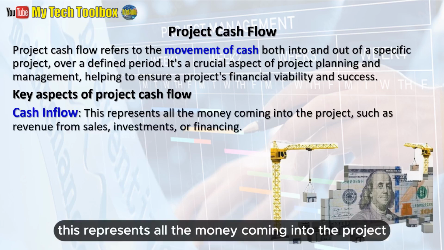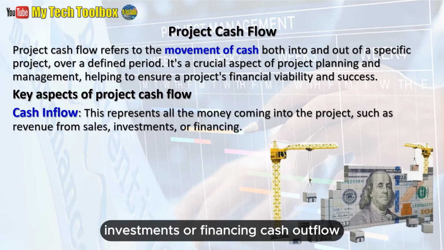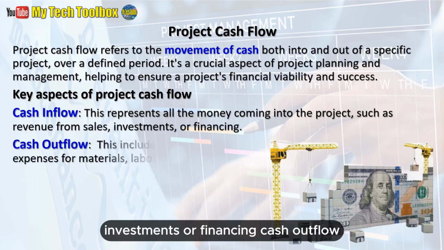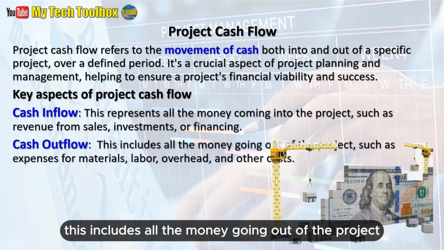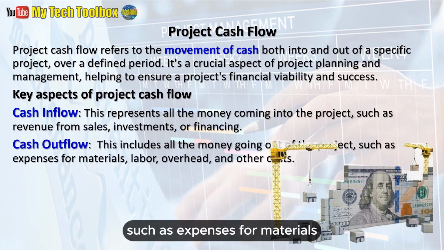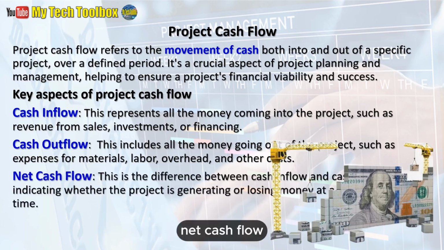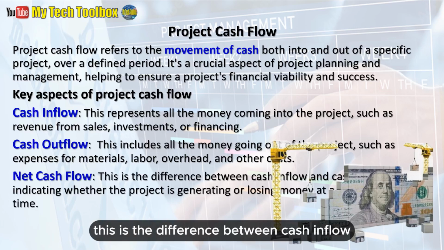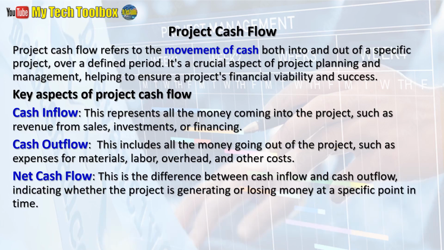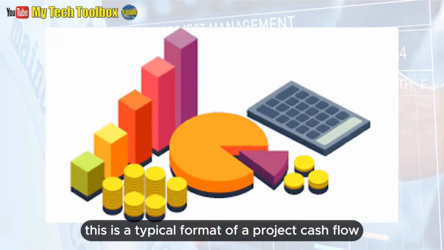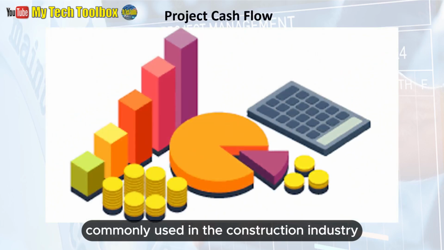Cash inflow. This represents all the money coming into the project, such as revenue from sales, investments, or financing. Cash outflow. This includes all the money going out of the project, such as expenses for materials, labor, overhead, and other costs. Net cash flow. This is the difference between cash inflow and cash outflow, indicating whether the project is generating or losing money at a specific point in time. This is a typical format of a project cash flow commonly used in the construction industry.